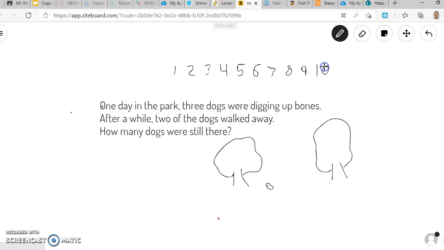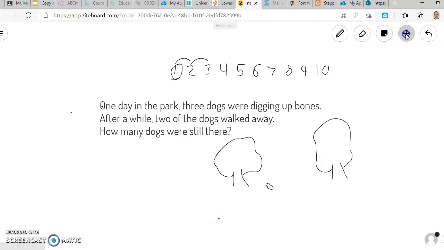All right, boys and girls. So we started with 3, right? So we started here, and then 2 of the dogs walked away. So we're going to jump 2 times. Let's go ahead and go. Ready? And 1 and 2. So we ended up with 1. All right, boys and girls, very good.